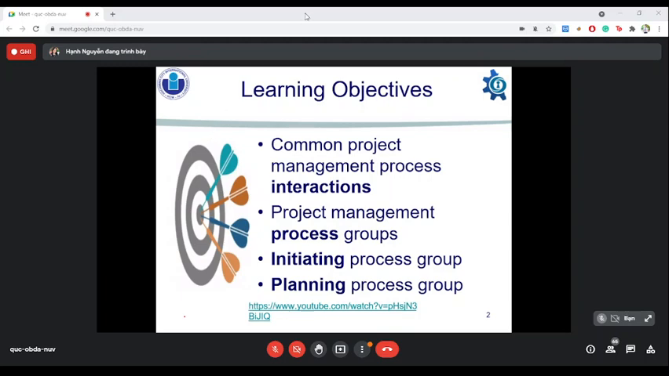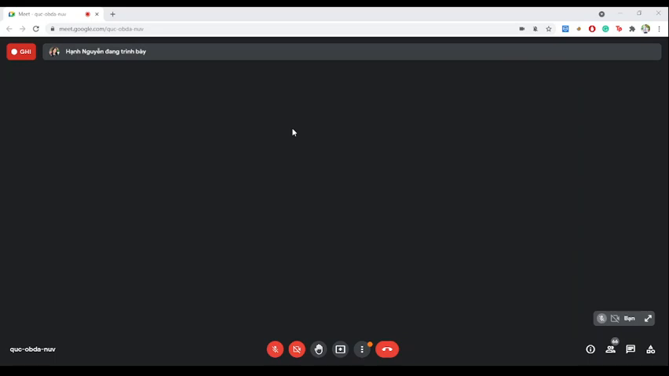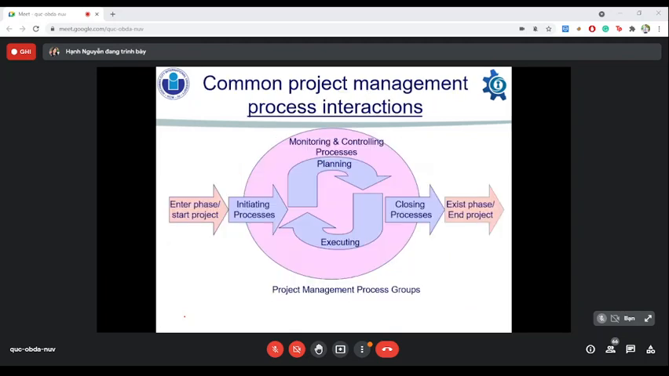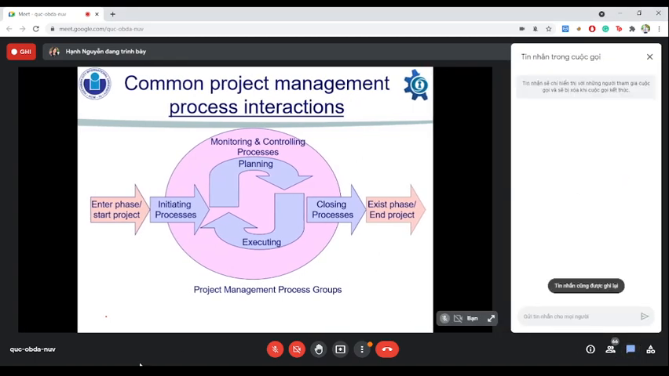Among these groups, this lecture would like to cover two parts of them, which are initiating process group and planning process group. So please follow us carefully because there will be a very interesting mini game and Q&A section at the end of the presentation. Now, I would like to be the first person to kick off with the first part of the presentation, which is common project management process interactions.